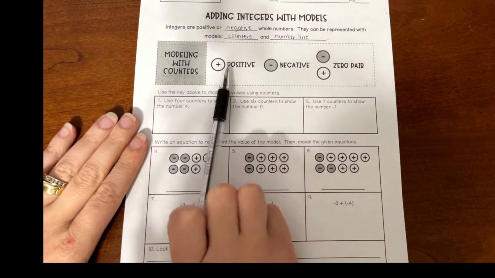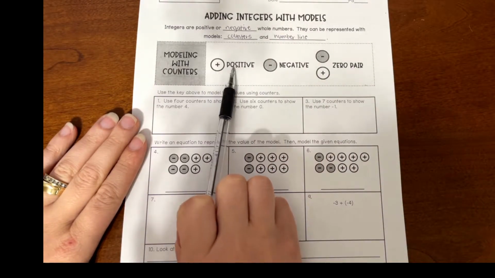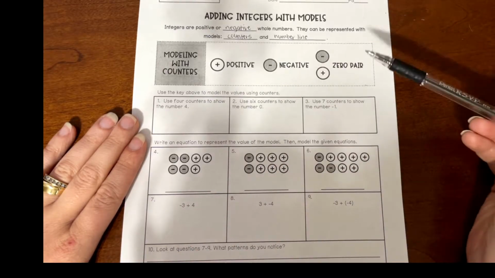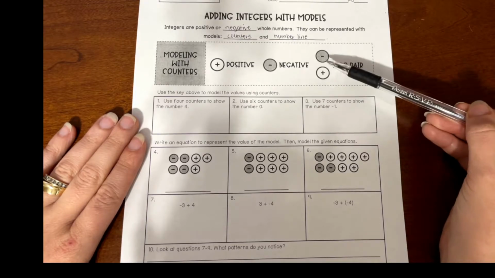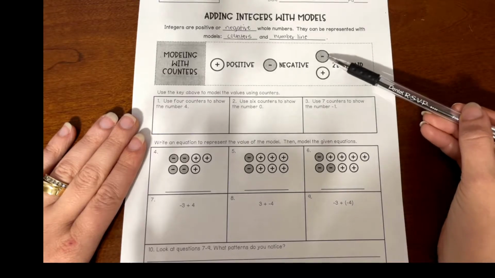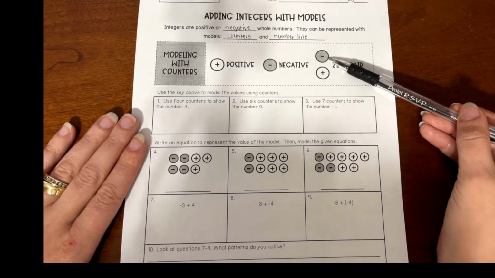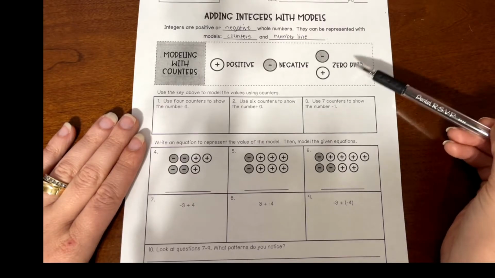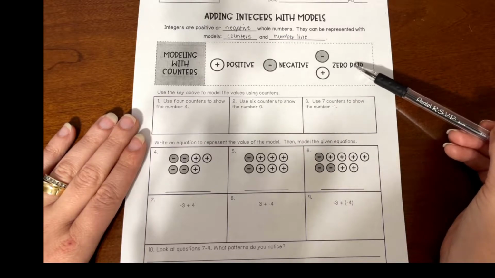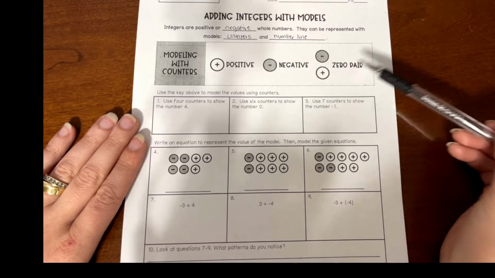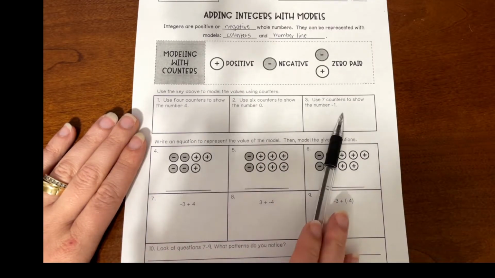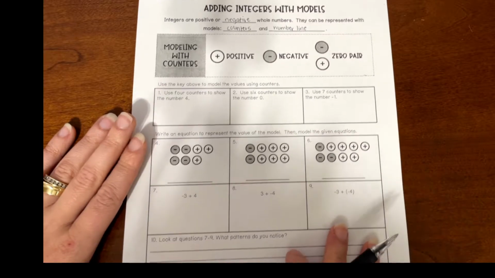And you'll see down here that we can model positive integers with a plus sign, and negative integers with a minus sign. You're also going to see a zero pair. What a zero pair means with integers is that if I have a positive number and a negative number and they match up, then they cancel one another out. They don't have any impact on my answer of my addition or subtraction problem. They cancel each other out, so we call them a zero pair. So we're going to take this concept and start modeling it down below.